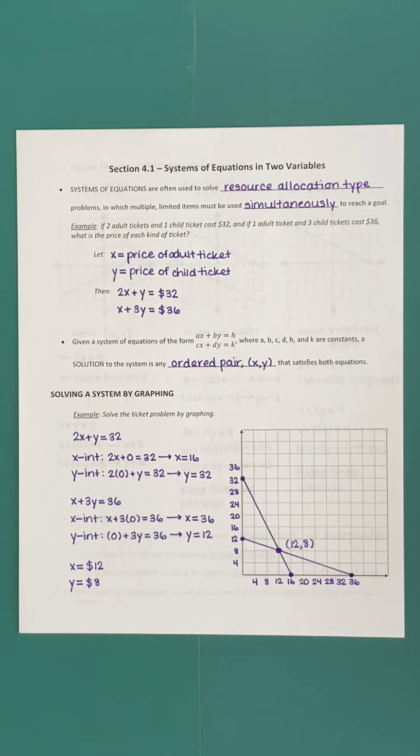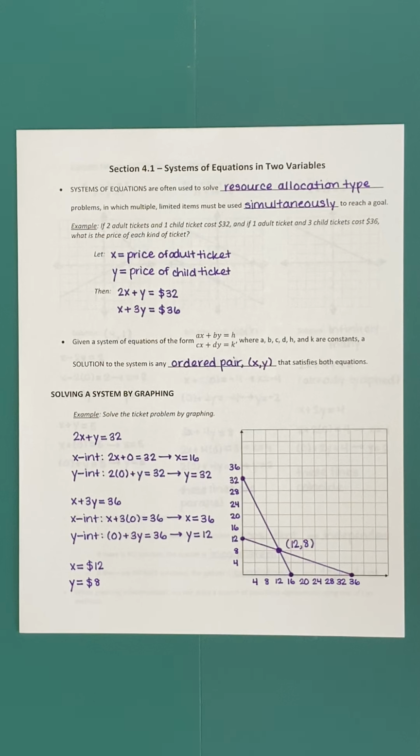So what we're going to look at in this section and in some of the following sections is what we call a system of equations. Imagine putting more than one equation that has those two variables in it into the same problem together. Systems of equations are often used to solve resource allocation problems, specifically situations where we have multiple limited items, but they have to be used simultaneously to reach a goal. Essentially, think of problems where the variables are related to one another, but we want to know specifically what values these variables would have to take on in order to meet the requirements of the problem.